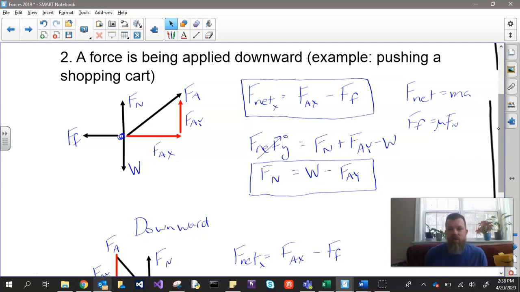So these are our main equations. This is where they're derived from. I hope that helps, and I'll piece these together in an example shortly.